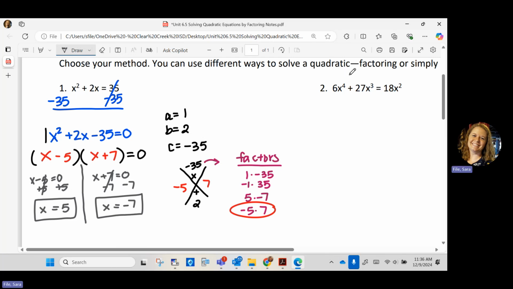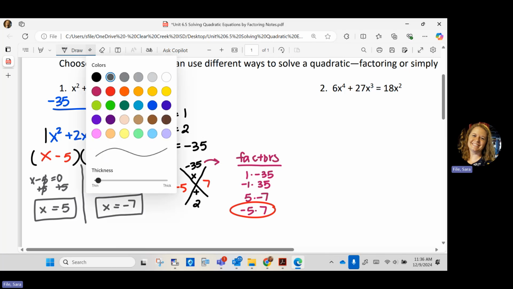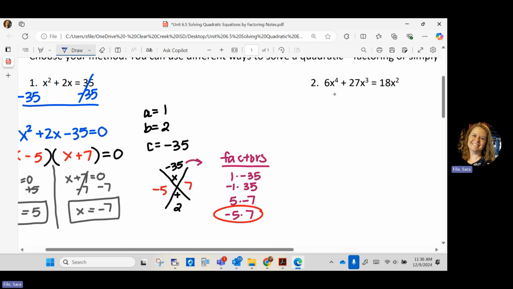Number 2 is going to be a little more complicated. I've got some larger values, but all of these have an x. So let's see what happens here. When I move this 18x squared, I'm going to move it by subtraction. And you don't have to show that every time. Most of you can do that in your head. So I've got what I started with on the left, and then I'm subtracting the 18x squared over to equal 0.